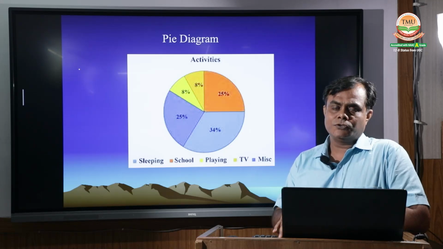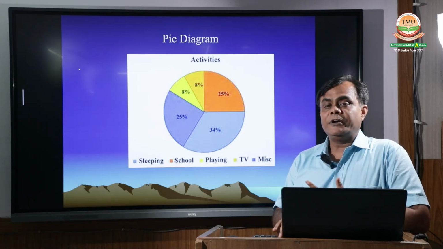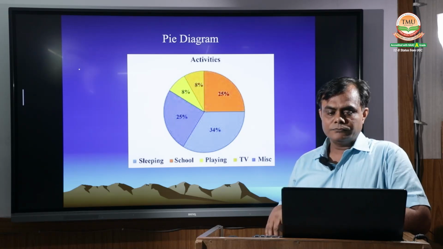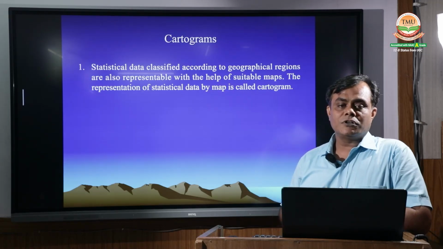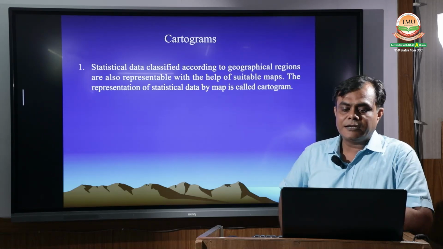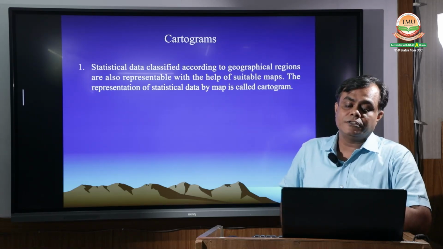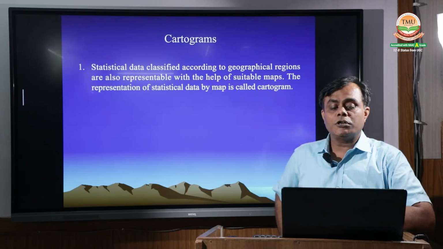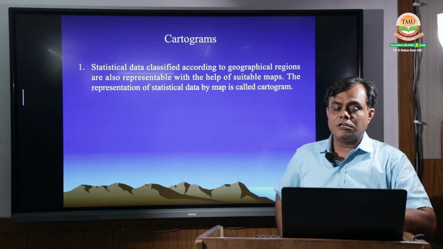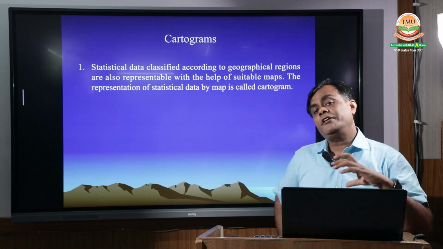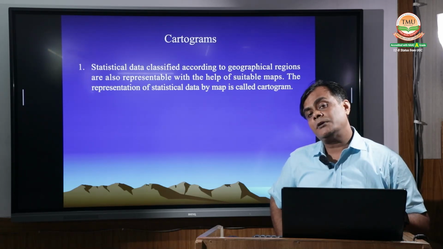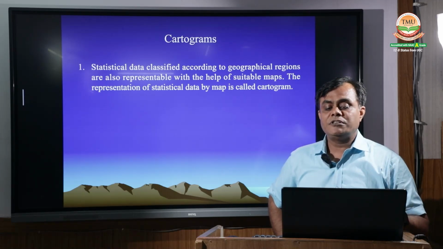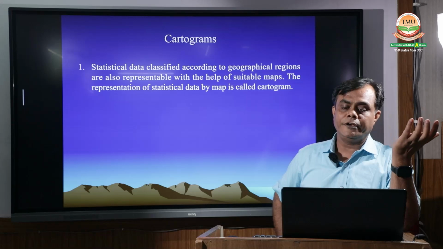So a pie diagram is also a better way to create better understanding regarding your information. Next is the cartogram. A cartogram presents statistical data classified according to geographical region. When you classify data on the basis of geographical region, you are using the cartogram. Generally, when you are using information on the basis of a map, you use the cartogram diagram, and you can present this diagram in a very interesting manner.